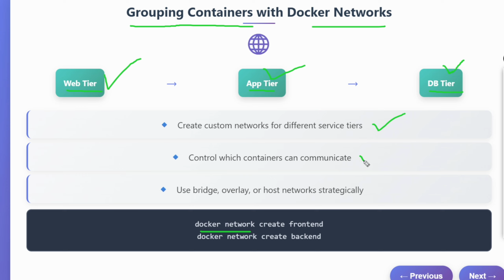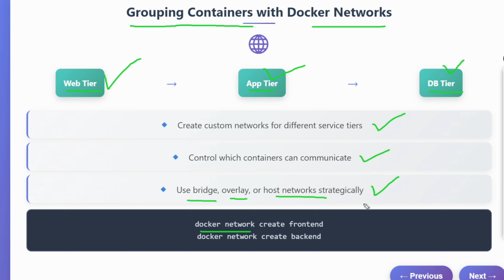And we can control which containers can communicate with other containers. We can allow specific or necessary communication between these containers. Let's say a front-end container needs to talk with an application container, but not directly with the backend database container. So this kind of communication segmentation can be done with the help of this network. And we can use a bridge, overlay or host network strategically.